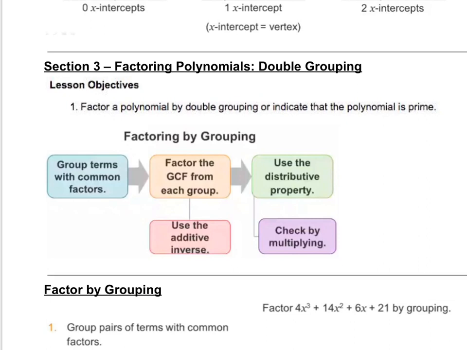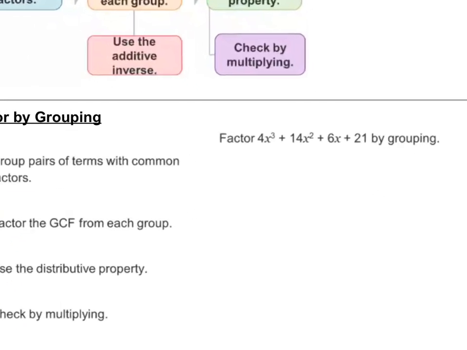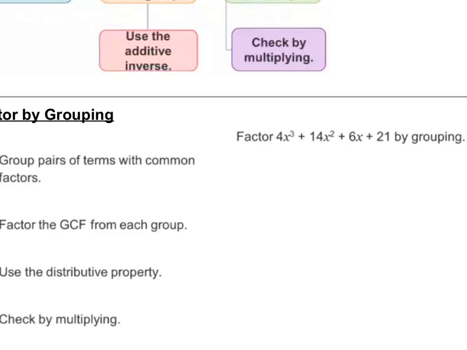Okay, so what we want to do is factor a polynomial by double grouping or indicate that the polynomial is prime. Factoring by grouping means group terms with common factors, then factor out the greatest common factor from each group. Sometimes we use the additive inverse, but we really want to use the distributive property, and then check our work by multiplying.